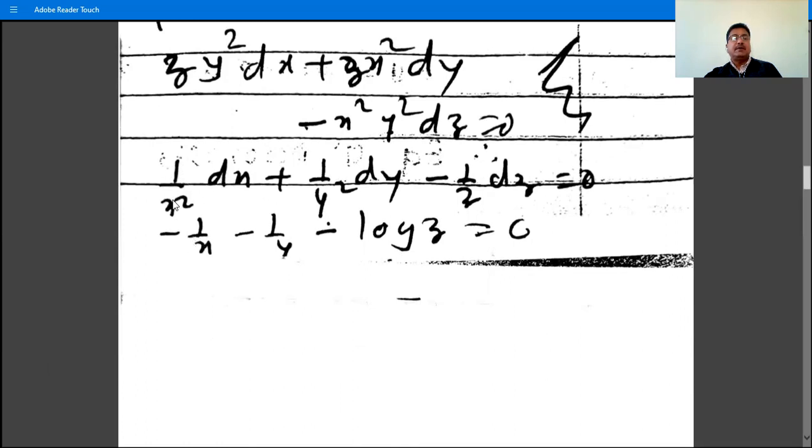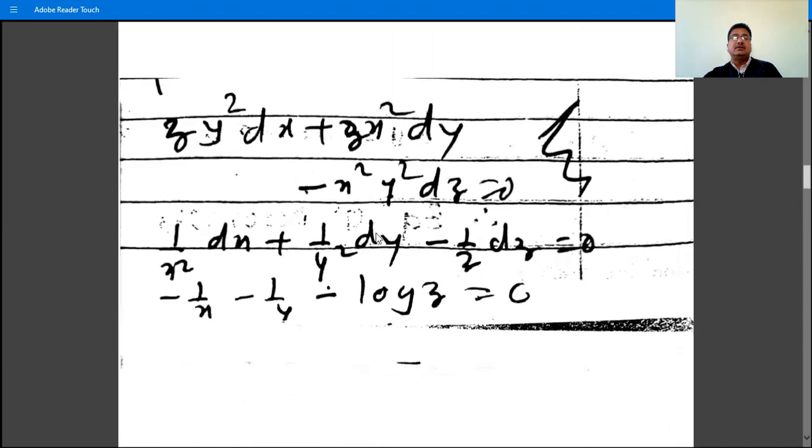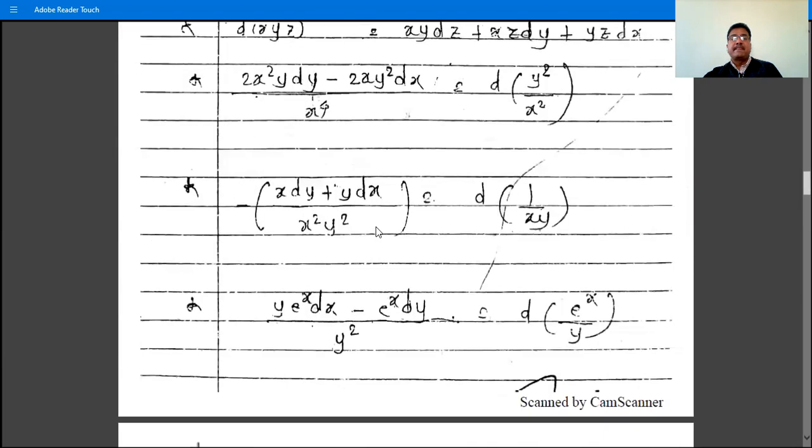So 1 by x square integration is minus 1 by x, 1 by y square integration is minus 1 by y, minus 1 by z integration is log z, equal to a constant. This is the answer of this problem. So all these are the problems of this type.